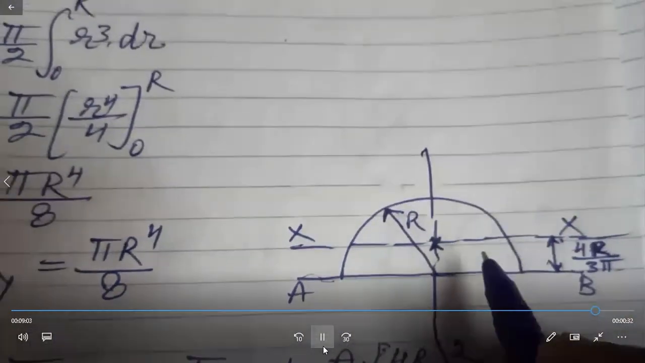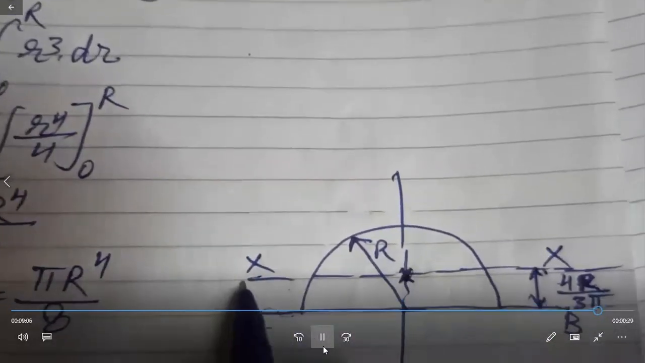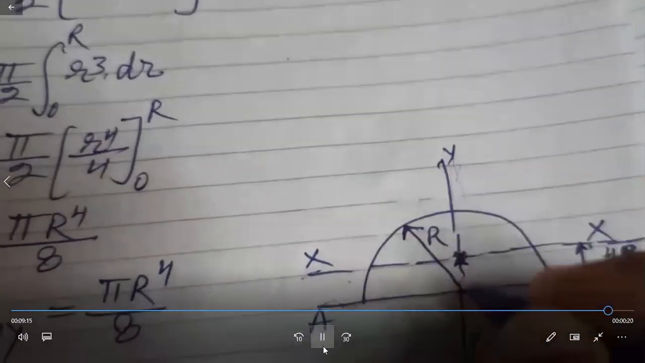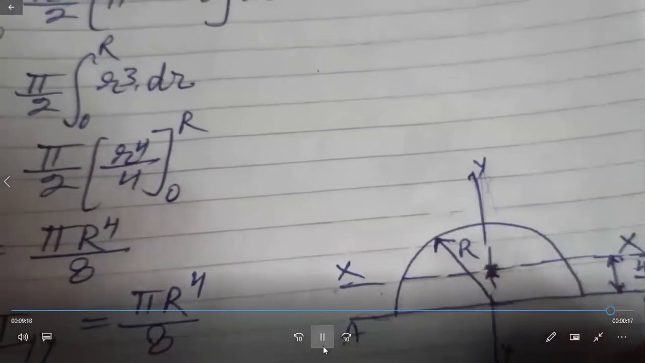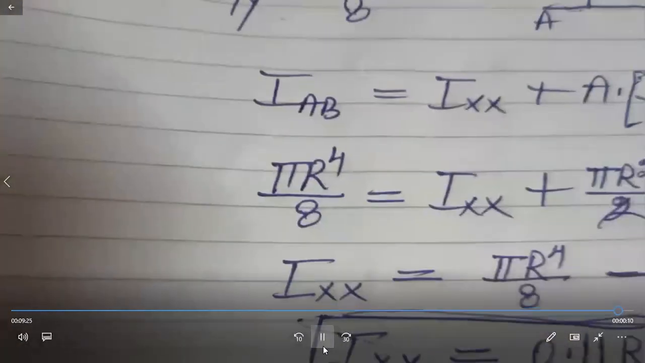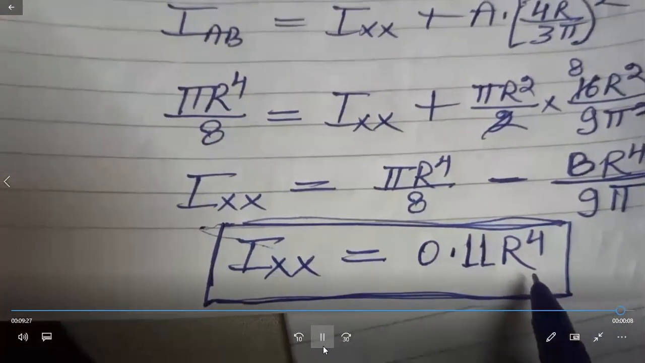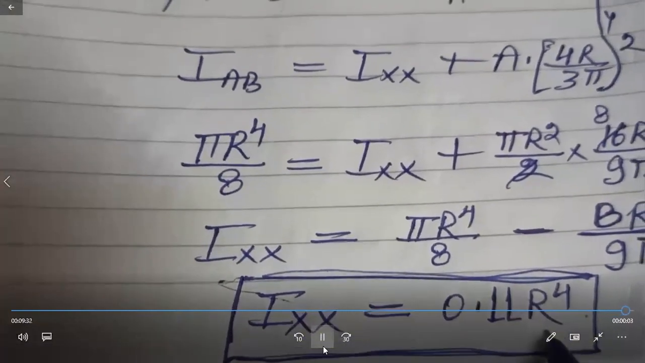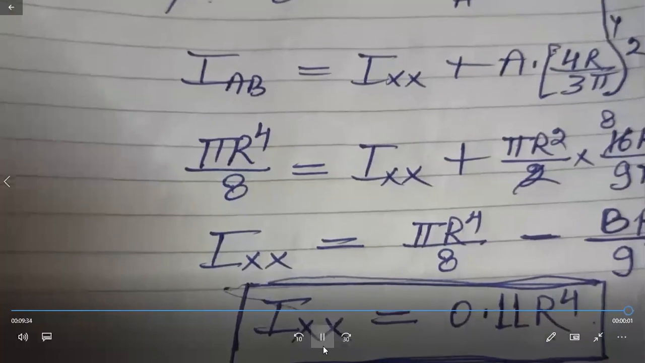So the centroidal axis of this semicircle is, this is the centroid. So this is the semicircle centroidal axis. One is x-axis and this one is y-y. So this centroidal axis is along y-axis and it is the diametral axis. So Iyy is pi r to the power 4 upon 8 and Ixx is 0.11 r to the power 4. Okay, thank you.